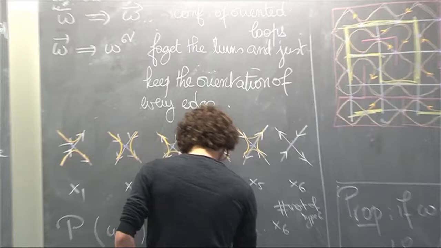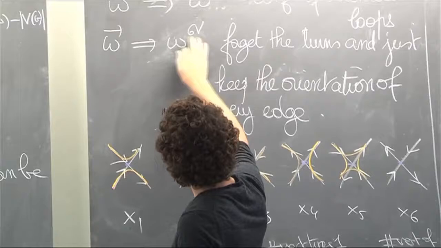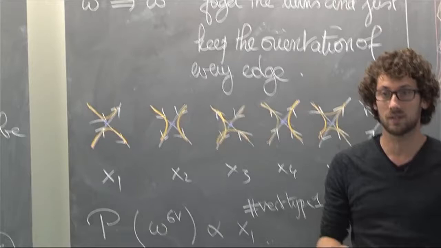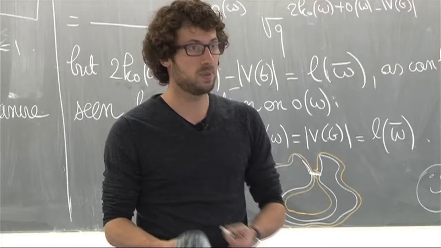So my point, what I'm trying to say here, is that this guy is not a random variable on my original space. I need some additional randomness. So there is no coupling, if you prefer, between the configuration of the six vertex model and the configuration of your original random cluster model.